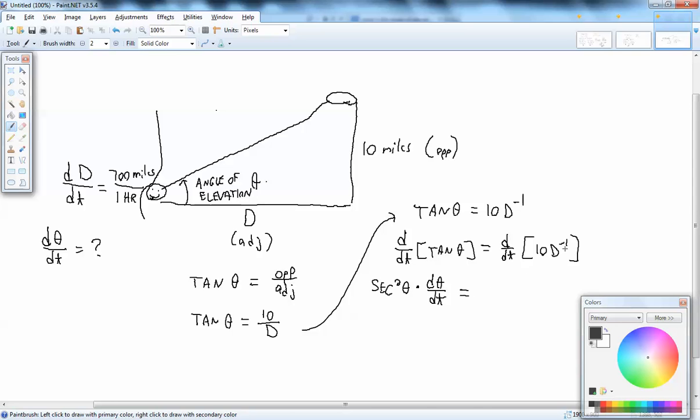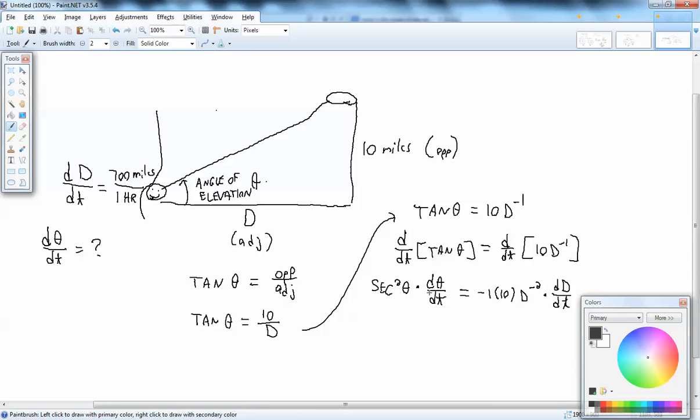Over on this side, we take the derivative just like normal, so take the negative 1 and put it out in front, and lower the power by 1, so it becomes a negative 2. But we're taking a derivative with respect to t, and this is really a d, so we multiply by the derivative of d with respect to time. This is what we're trying to find.